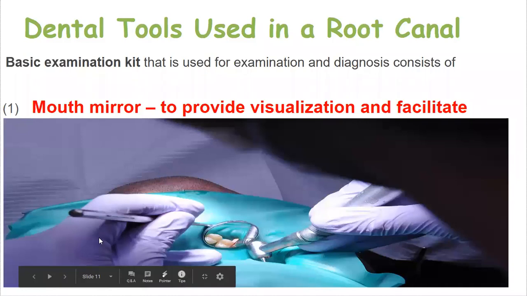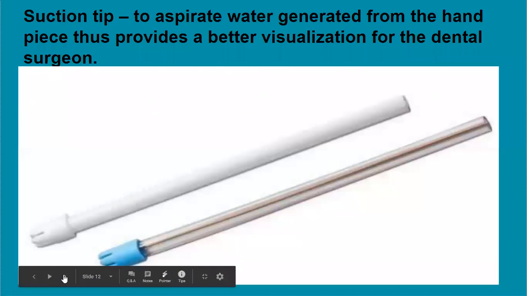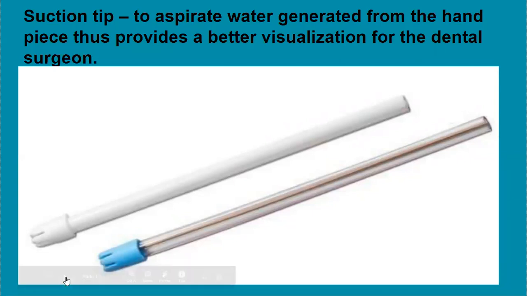All right, so dental tools used in a root canal. A basic examination and diagnosis consist of a mouth mirror, and a suction tip to aspirate water, of course, and any saliva. These are easy to get underneath a rubber dam. You can still use the high volume on top, though.